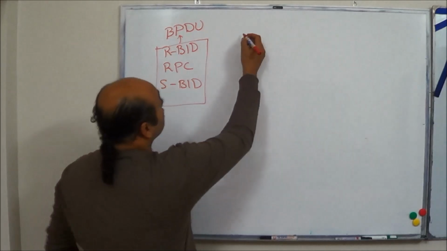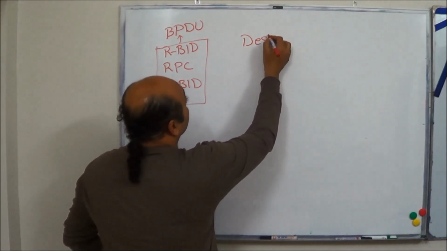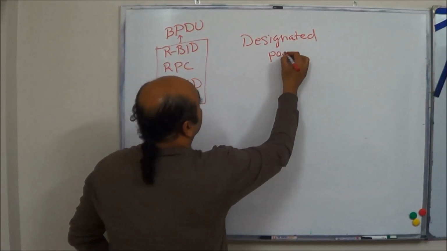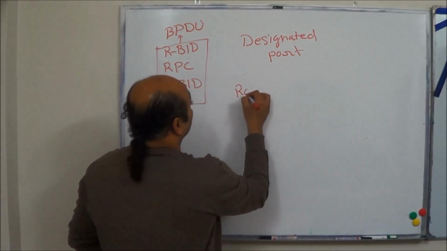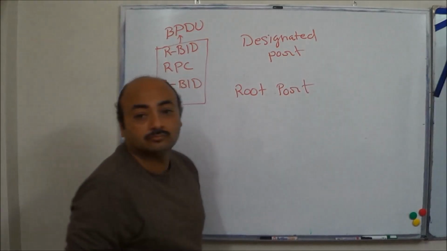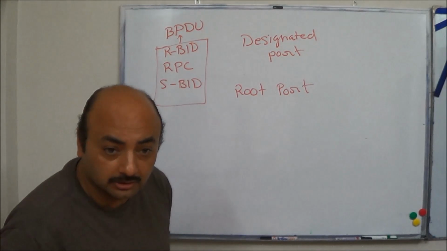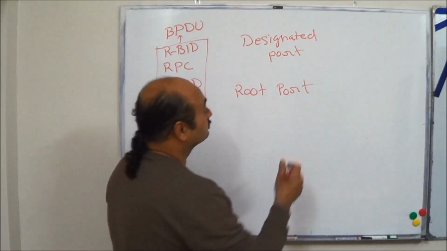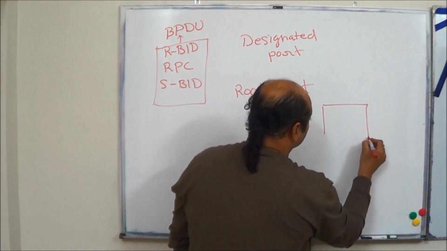The first term is designated port. And the second term is root port. We are defining two terms, designated port and root port. Let's go back to the basic diagram.